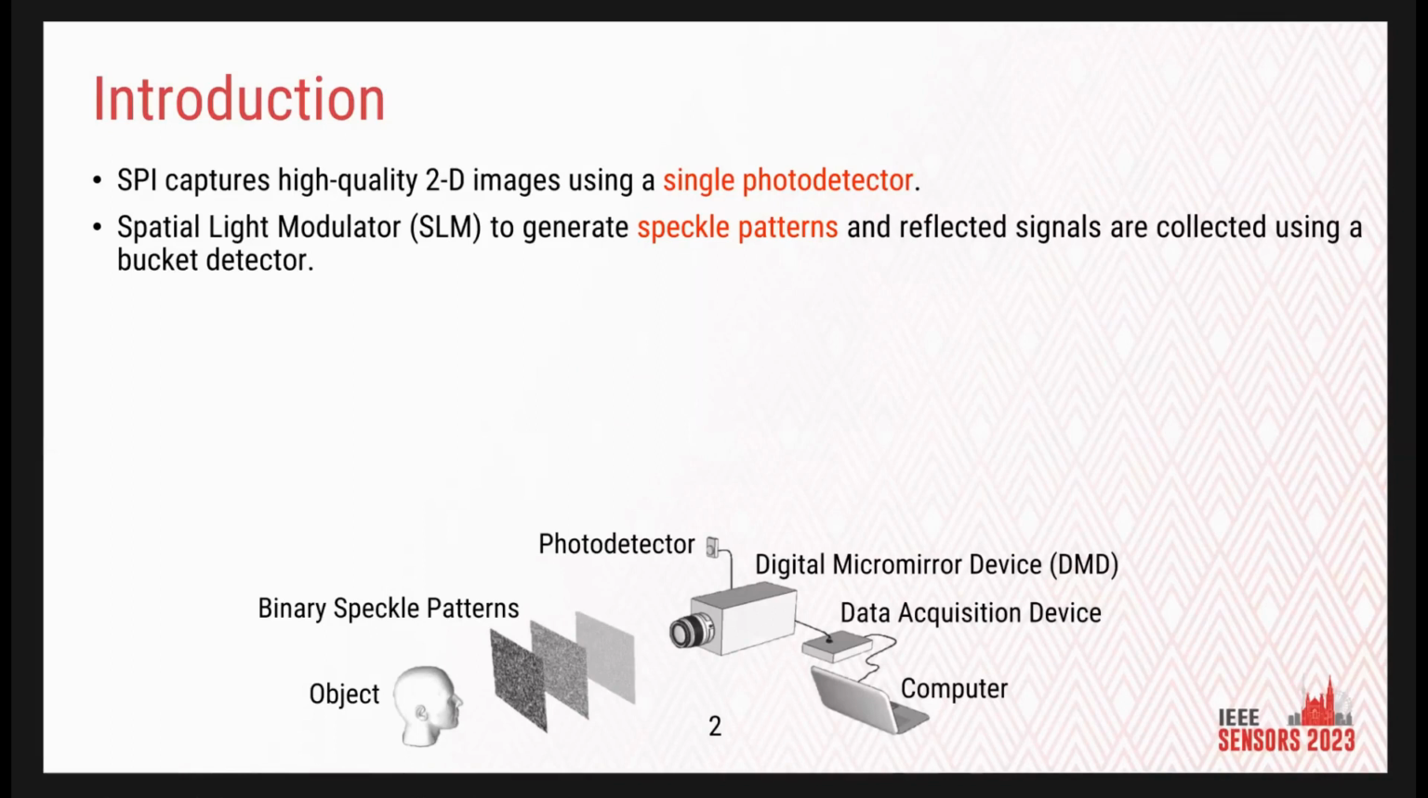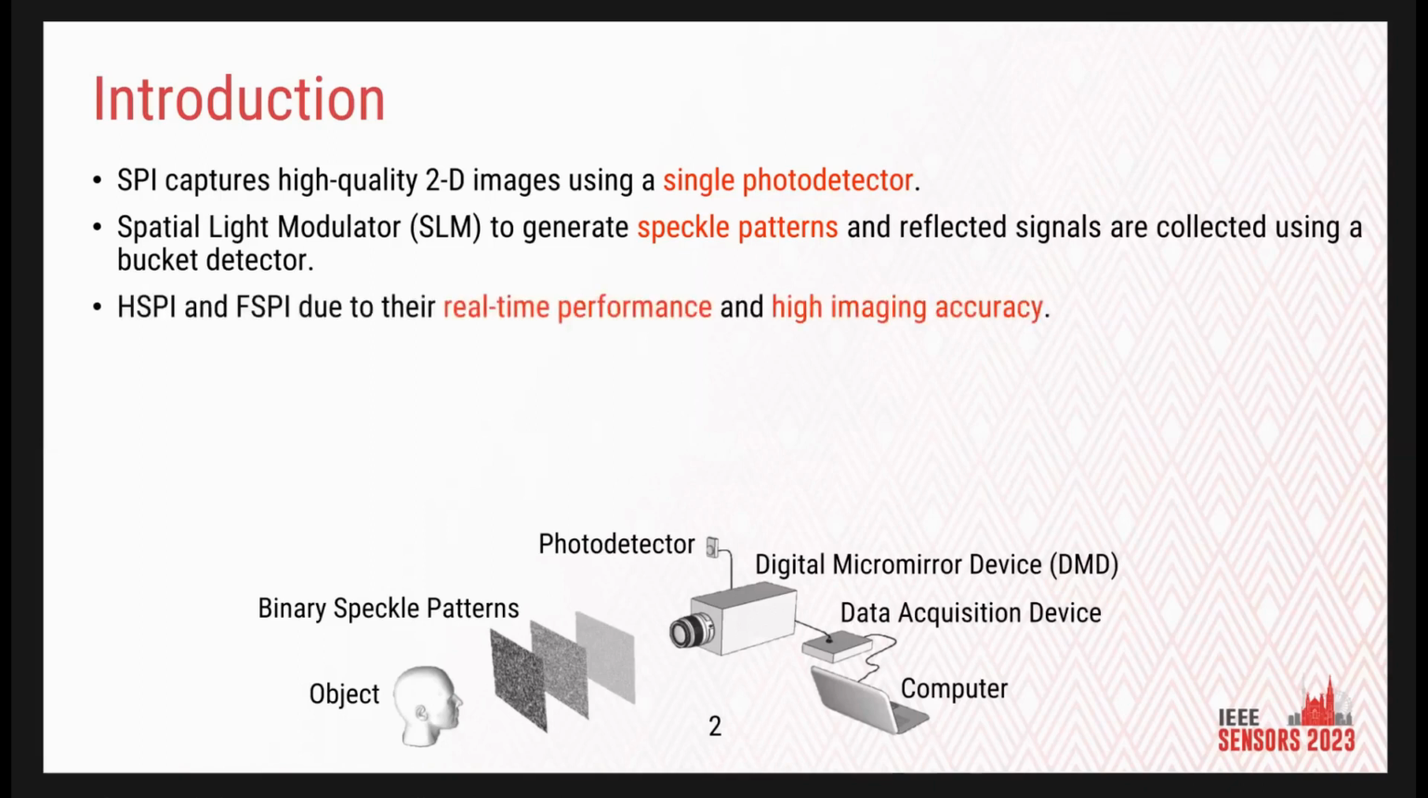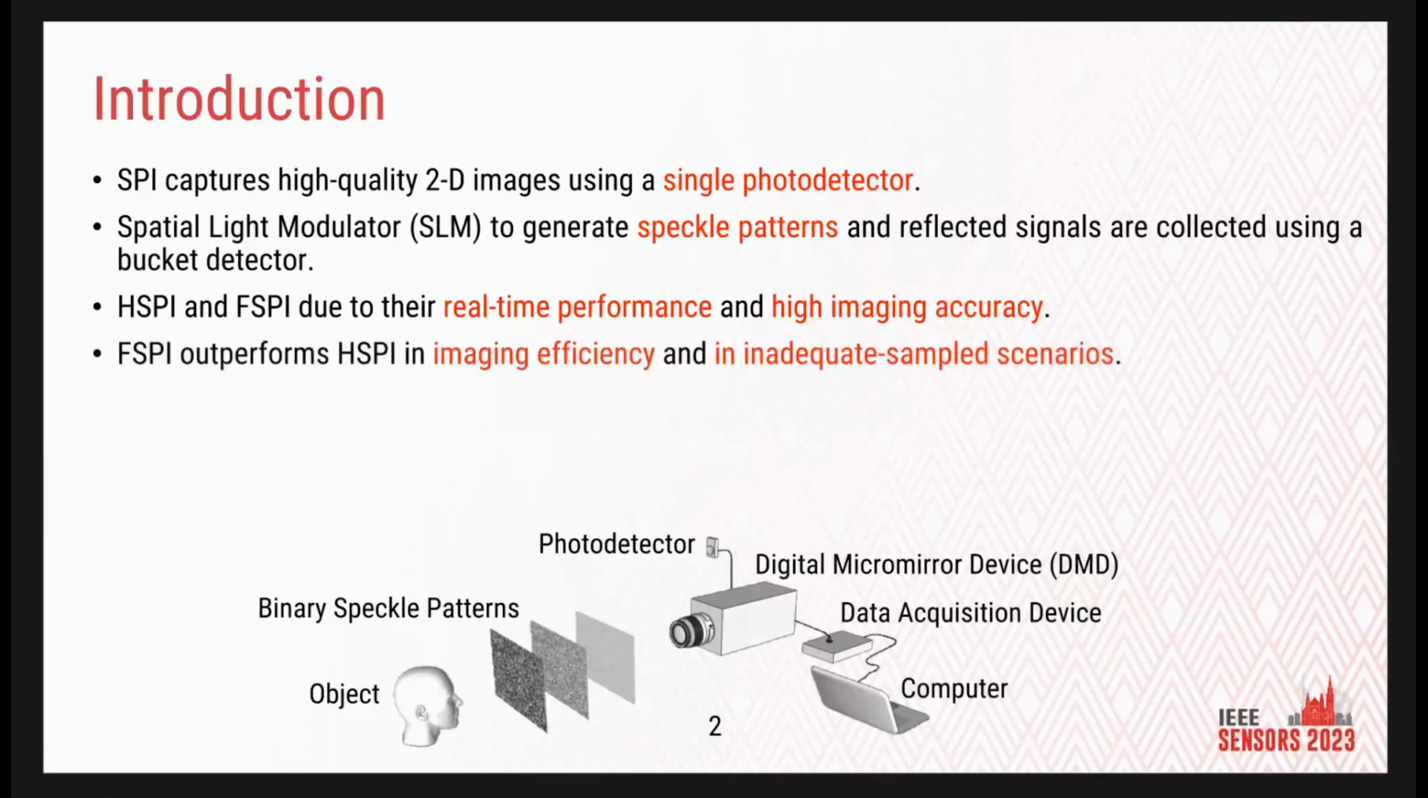Then the collected analog signals are converted into digital signals using an analog to digital conversion data acquisition device and transmitted to a computer for single pixel image reconstruction. Out of so many schemes, Hadamard single pixel imaging and Fourier single pixel imaging are the most notable ones due to their high imaging speed and accuracy. Existing comparisons carried out under conventional image processing settings showed that Fourier single pixel imaging outperforms Hadamard single pixel imaging in terms of imaging efficiency and in inadequately sampled scenarios.